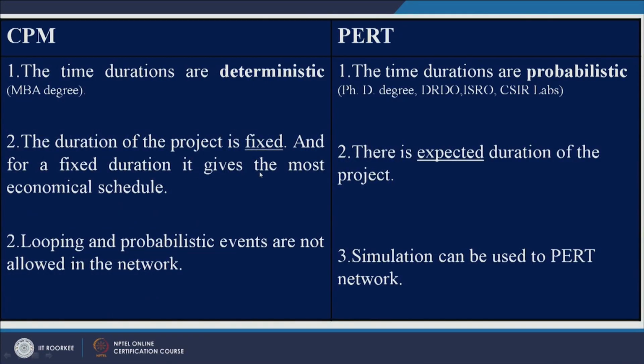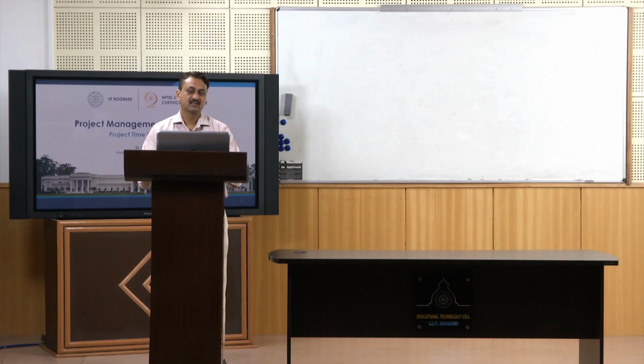In CPM the duration of the project is fixed, and for a fixed duration it gives the most economical schedule. In PERT there is an expected duration of the project, so you will have different time estimates. Looping and probabilistic events are not allowed in a network. However, in case of PERT, simulation can be used. Simulation, as I said, we use in highly uncertain environments. So we will see more about these two types of networks.